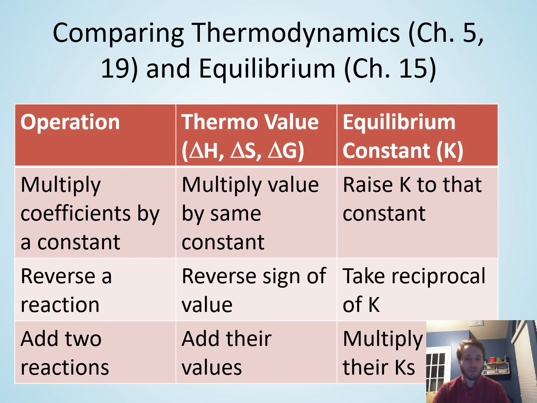And then finally, noting that entropy and Gibbs free energy changes for reactions follow the same rules as enthalpy. If you multiply a chemical reaction by a coefficient, you multiply those things by that same number. If you change the direction of a reaction, reverse the reaction, you change the sign of your enthalpy, entropy, or Gibbs free energy. And if you add two reactions together, you add together the enthalpy, entropy, or Gibbs free energy of those reactions. So all three of those thermodynamic quantities, delta H, delta S, and delta G, all obey the same set of rules.